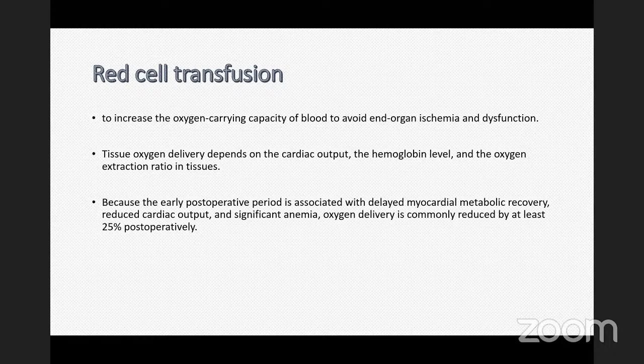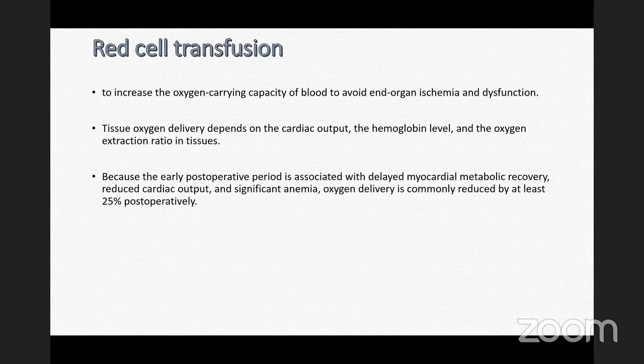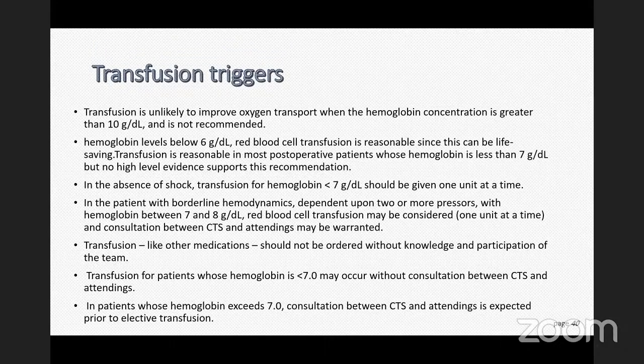There are some transfusion triggers. Transfusion is unlikely to improve oxygen transport when the hemoglobin concentration is greater than 10, so there is no need to transfuse and it's not recommended. With a hemoglobin level below 6 grams per deciliter, red blood cell transfusion is reasonable since it can be life-saving. Transfusion is reasonable in most postoperative patients whose hemoglobin is less than 7 grams per deciliter, but there is no high-level evidence supporting this recommendation. This is from Bojar.